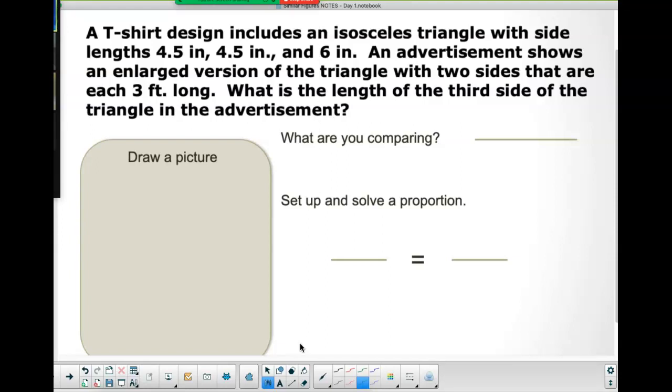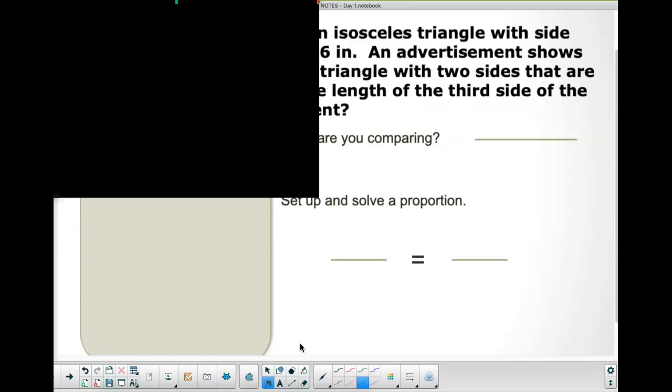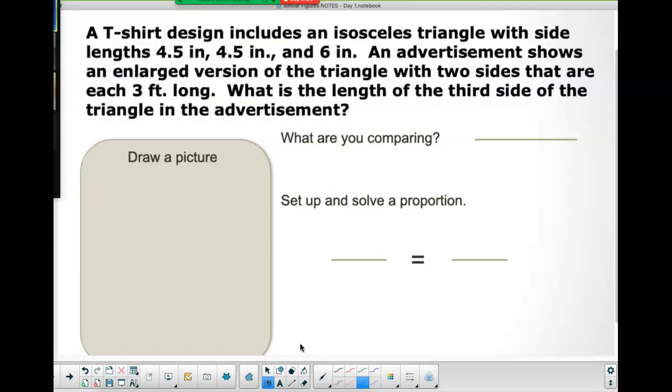Remember there are three different types of triangles. You have an equilateral triangle, all sides are the same. A scalene triangle, all sides are different. And an isosceles triangle, two sides are the same. Okay? An isosceles triangle means two of the side lengths are identical. Okay? And it has side lengths 4.5 inches, 4.5 inches, and 6 inches.